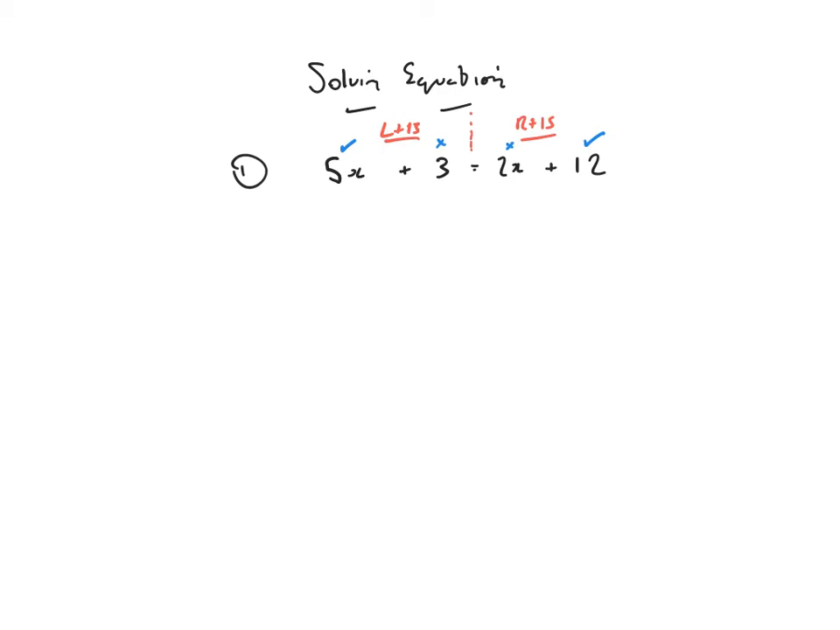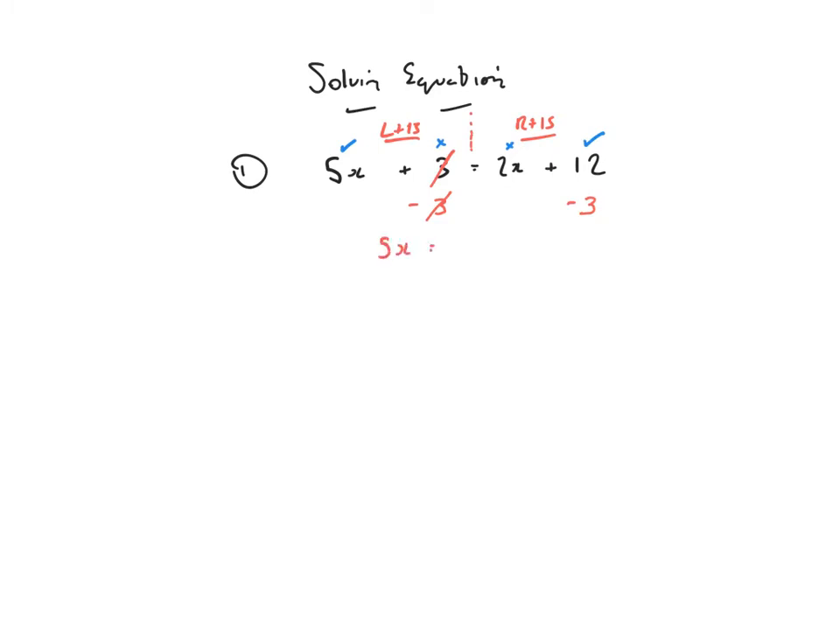Okay, so let's start from the start. 5x is okay, but 3 is not. So what do we need to do? We need to take 3 away from both sides. Okay. 3 take away 3 cancels out. Now, what do you see on this side that's left? 5x.